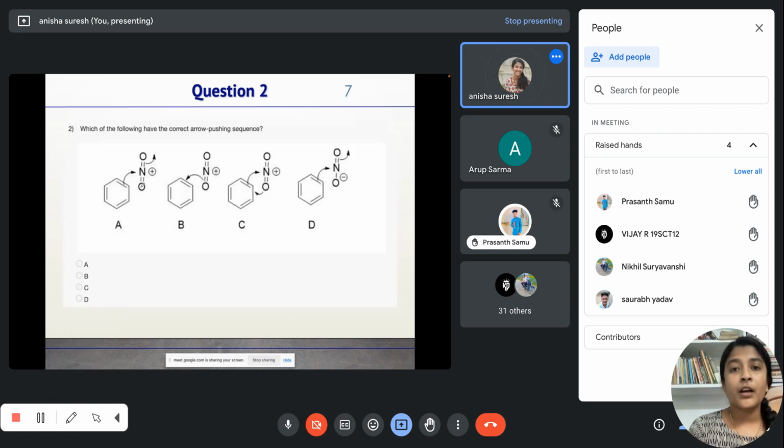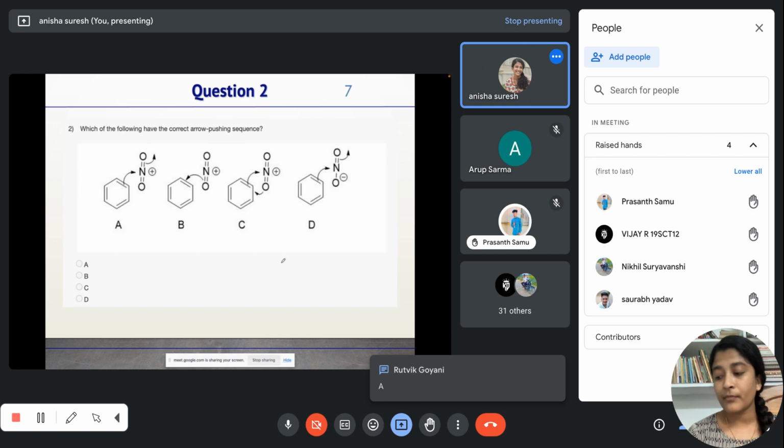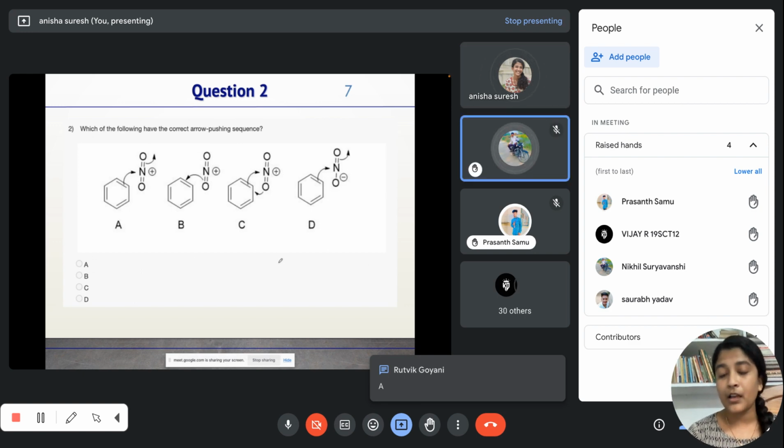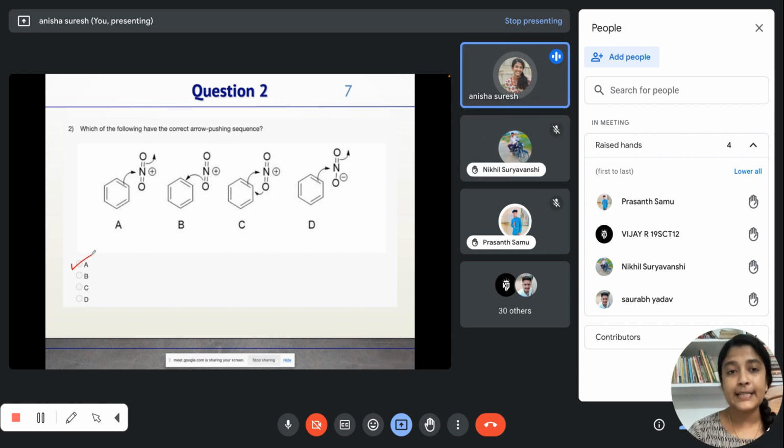Okay. Now coming to question number 2. Which of the following have correct arrow pushing sequence? Nitration reaction of benzene is given and they have asked for the correct arrow pushing sequence. They have given four examples A, B, C and D, out of which only one arrow pushing sequence is correct. So which one will be the correct answer? Yes, option A is the correct answer.